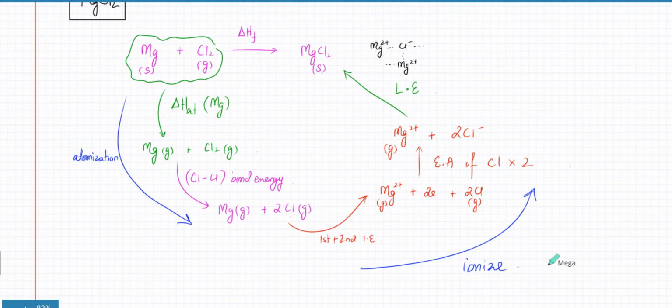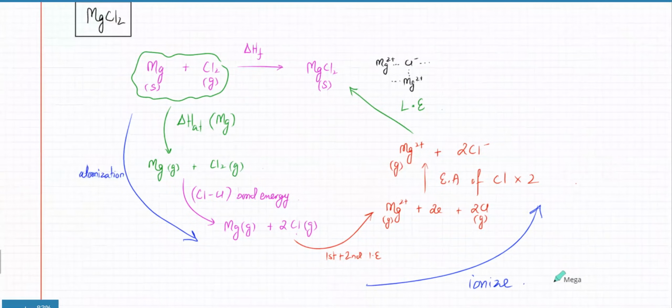So what you have to be careful about is that, as a one-by-one, all the values would be provided to you except for lattice energy. So it's going to be one path equal to the other path, and you can figure out the value of lattice energy. Enthalpy of formation is usually given in the question. Enthalpy of atomization is also probably given in the question.